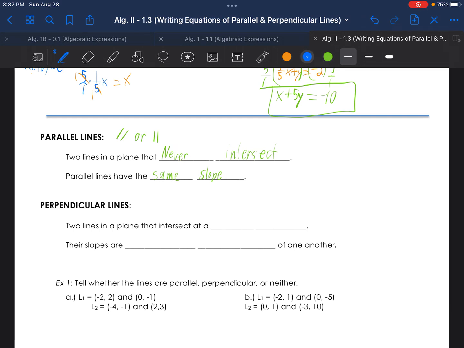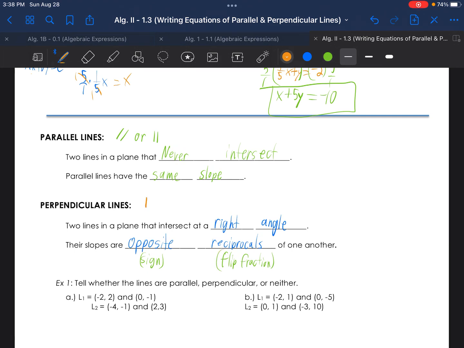Perpendicular lines. 2 lines in a plane that intersect, but they intersect specifically at a right angle, which you may recall is 90 degrees. Their slopes are opposite reciprocals of each other. Now I want to clarify, opposite means opposite sign. So one's positive, one's negative, and reciprocals is flipping the fraction. Might not be a bad idea for you to write that in there.